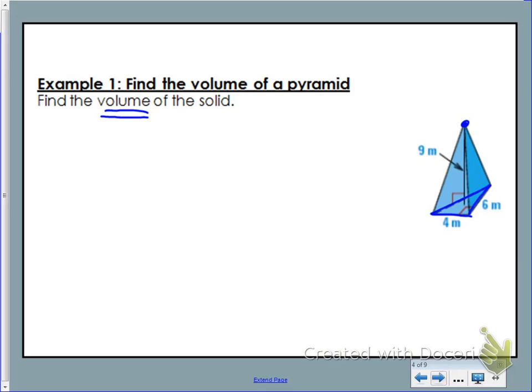So the reason why we do the volume equals 1/3 the area of the base times the height is because we're really only taking up 1/3 of the volume, or of the space, as a prism would with this same base. So we're basically doing what we did in the previous lesson, but we're multiplying it by 1/3 because we're meeting at a point.